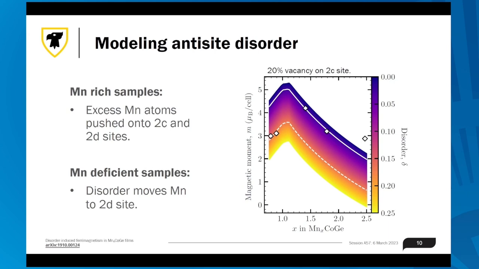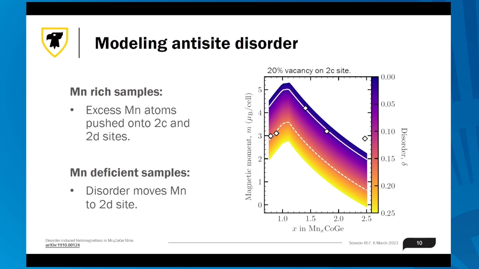So in order to model the reduced moments, we calculated a model in our paper which allows us to determine the moment per unit cell as a function of the manganese concentration, as well as an additional disorder, which we are calling delta. And there are two main mechanisms that we use for this.